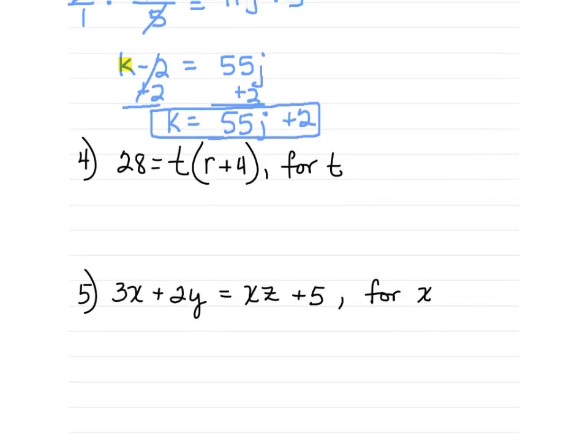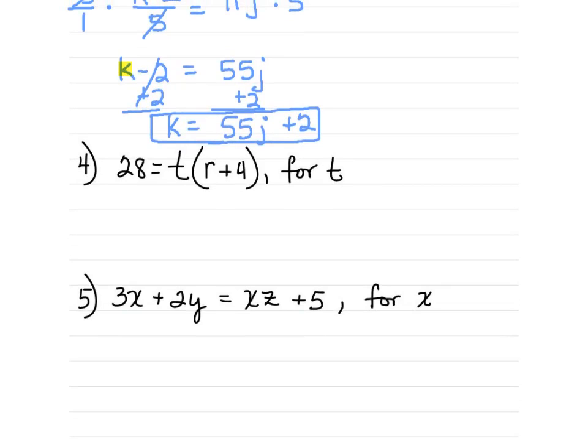Okay? Here we go. Number 4, copy it down. 28 equals T times R plus 4, and we're solving for T. Let me highlight T so you see it. So what is being done to T? In this case, T is being multiplied by an expression, R plus 4. So let's divide by that expression.